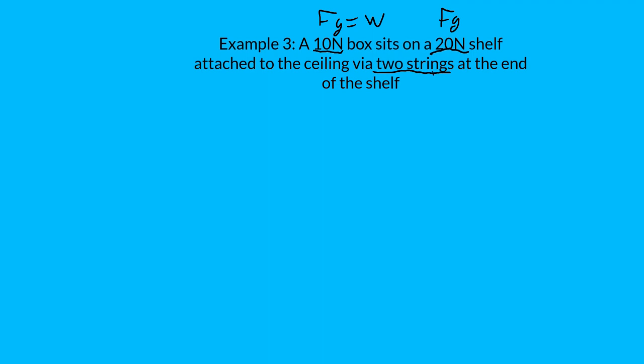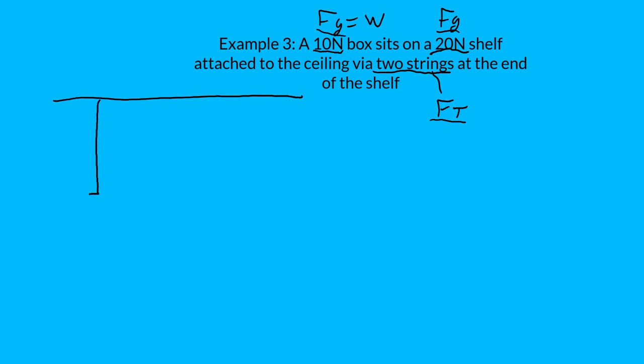So anytime you see 2 strings, you're typically going to have a force of tension involved. So we know we're going to be dealing with at least the force of gravity of 2 objects and the force of tension of both of these 2 strings. So it's easy to assume that we're going to have at least 4 forces in this problem. Now, with 2 objects in the same system, you're going to want to do 2 separate free body diagrams. So first, let's just go ahead and draw our picture.